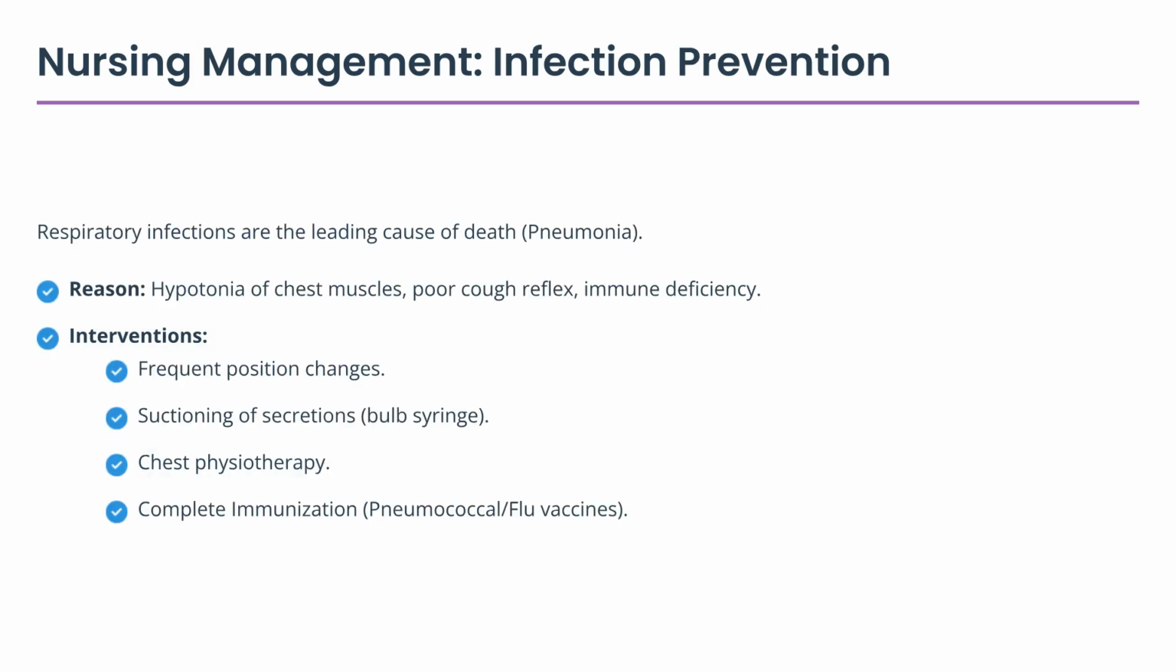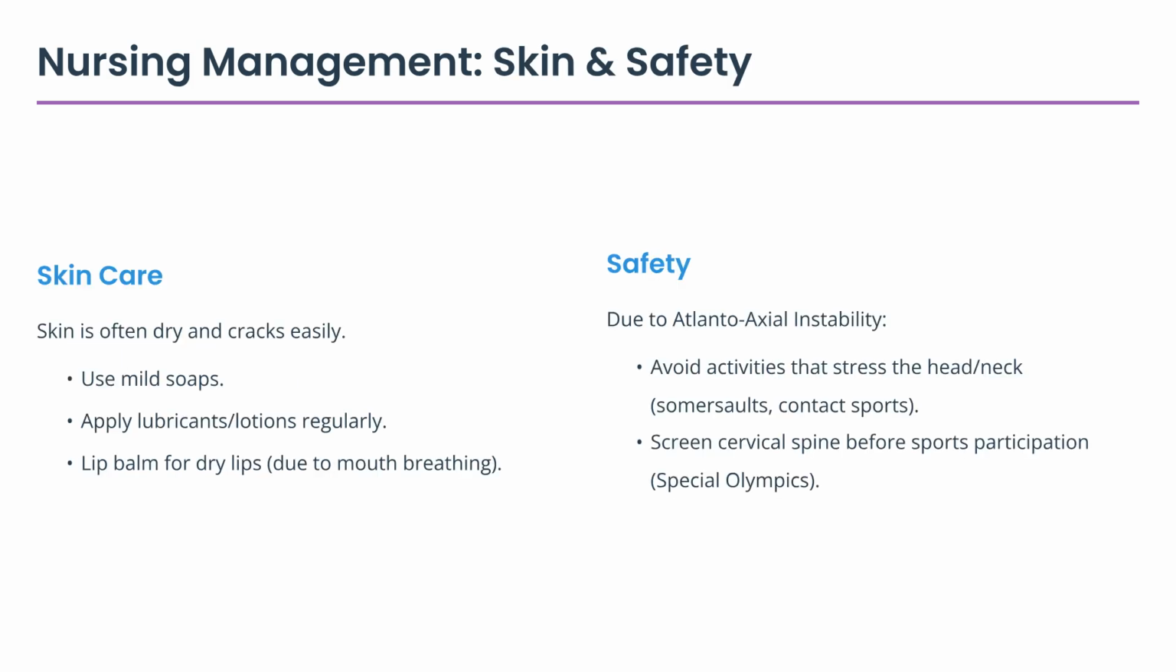Infection prevention is vital, as respiratory infections are a leading cause of death. Interventions include chest physiotherapy, frequent position changes, and complete immunizations. For skin care, use mild soaps and apply lubricants regularly for dry, cracking skin. Due to atlantoaxial instability, avoid activities that stress the neck, like somersaults.